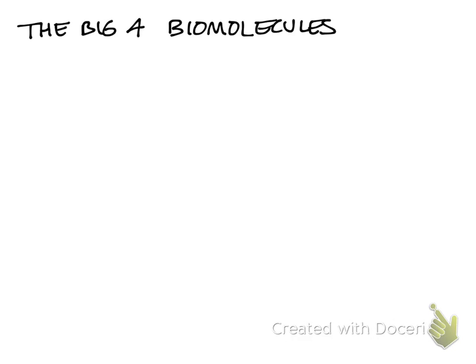Okay, so today I'm going to talk to you guys about the big four biomolecules. These are four major organic compounds that are found in all organisms. So all living things have to have all four of these. We've talked about this before when we talked about the unified definition of life and all the characteristics that all living things must have.